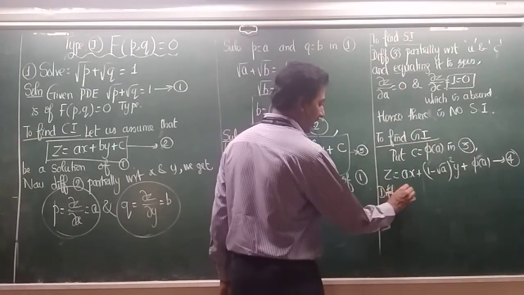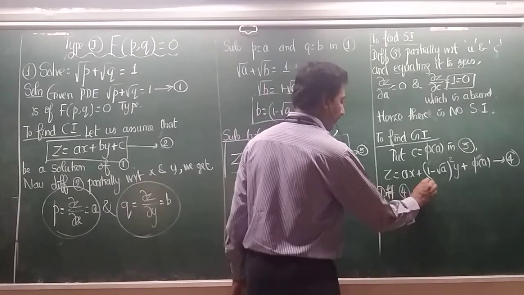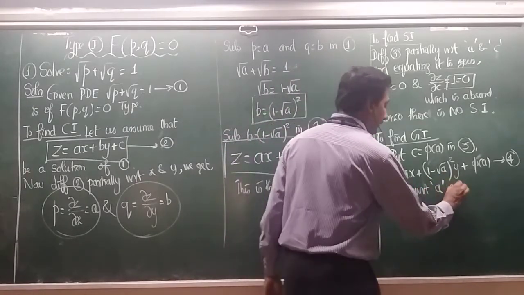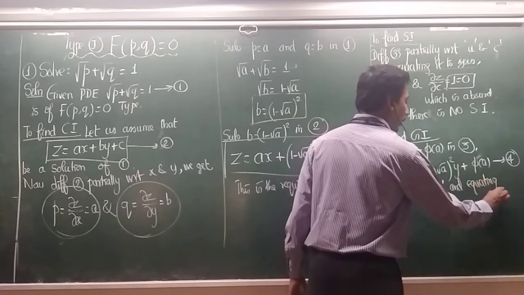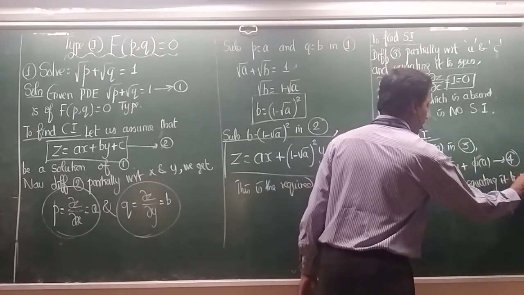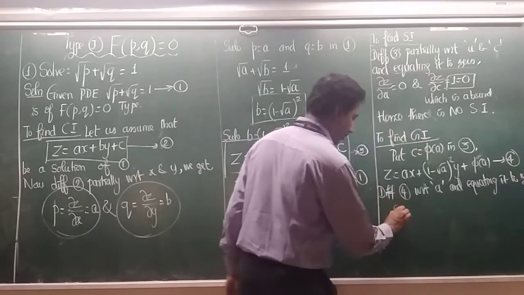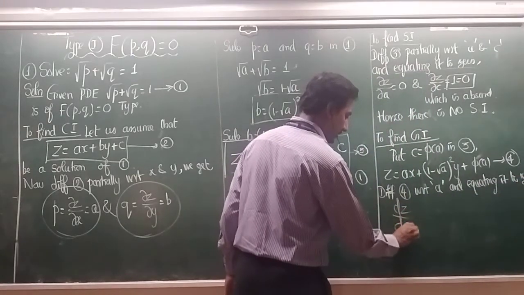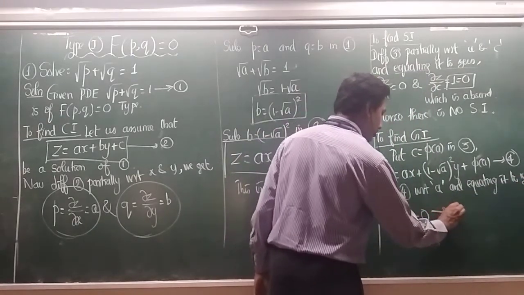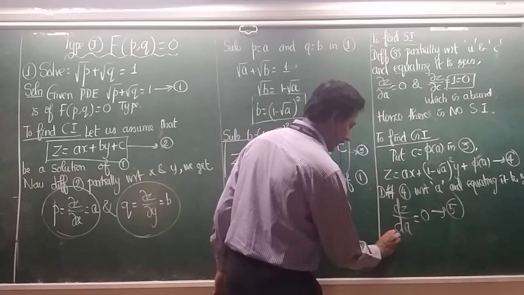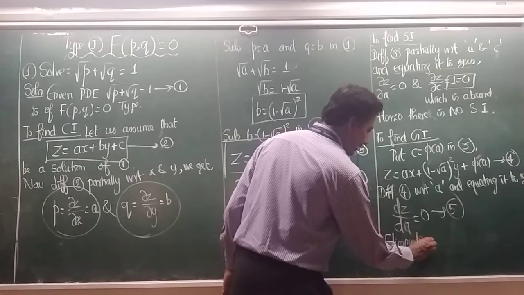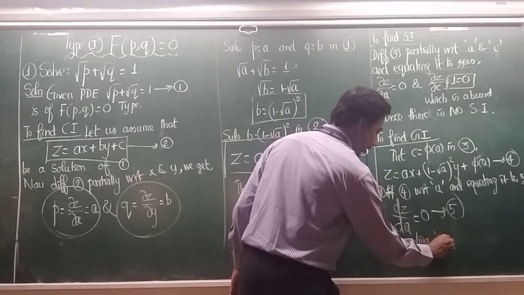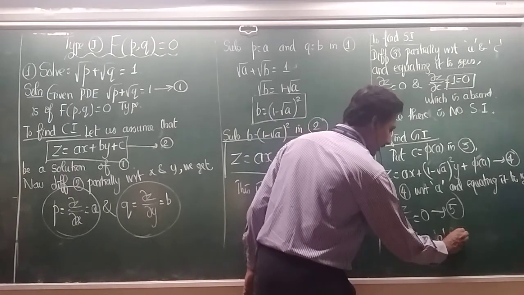Now once again, differentiating equation number 4 with respect to a and equating it to 0. I simply write dz by da equal to 0 as equation number 5. Now eliminating the constant a from 4 and 5, if it exists, we get the required general integral.